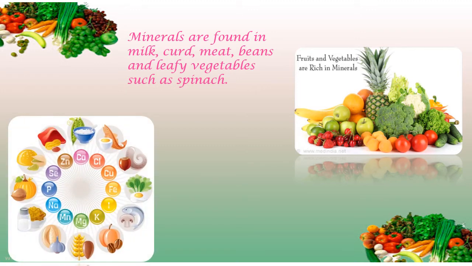Next, what do you understand from this picture? Can you see some alphabets here? Ca, Cl, Cu. Yes, these are the minerals, and these are the symbols of the minerals, how they are represented. Okay, Ca is calcium. Cl is chlorine, Cu copper, Fe iron, I iodine, K potassium, Mg magnesium, Mn manganese, Na sodium, P phosphorus, Se selenium, and Zn zinc.